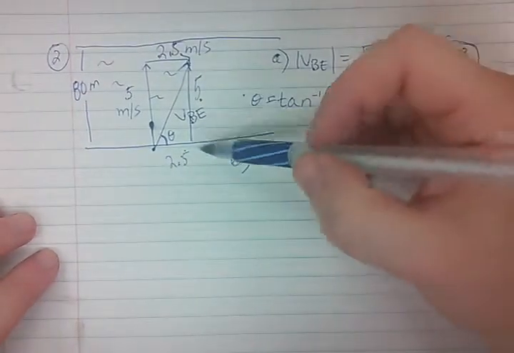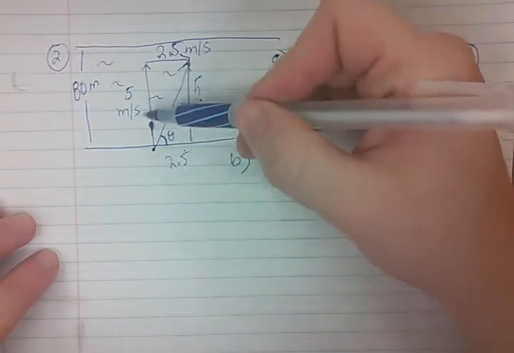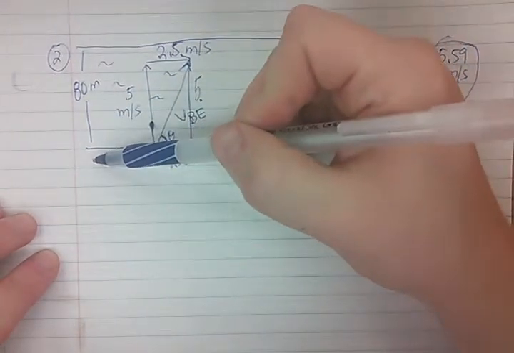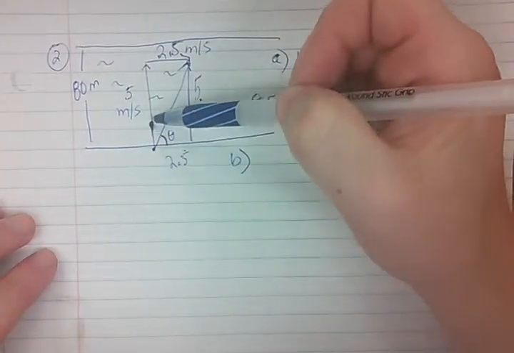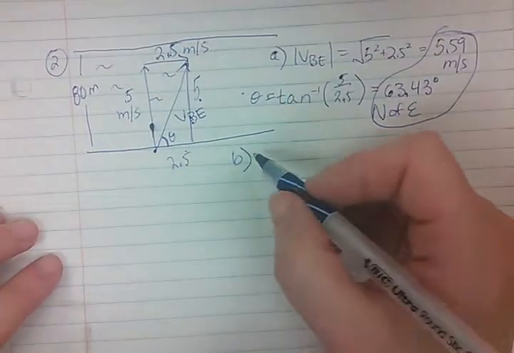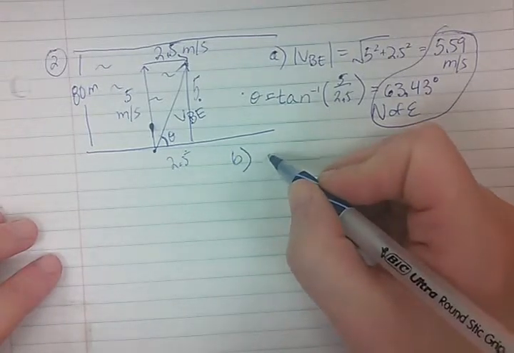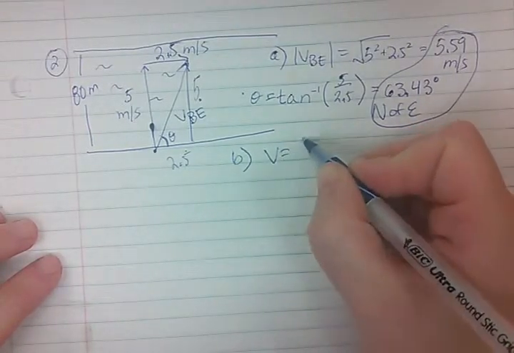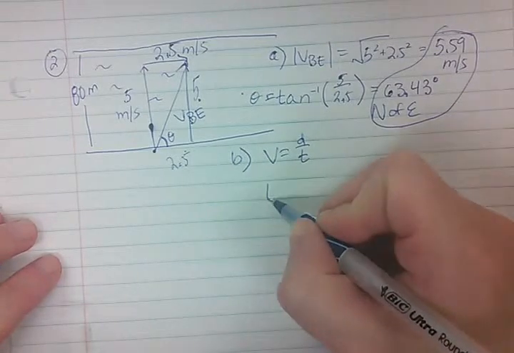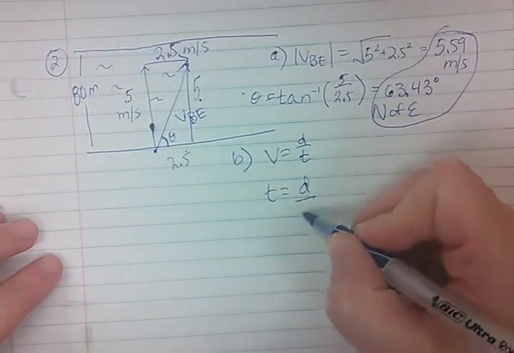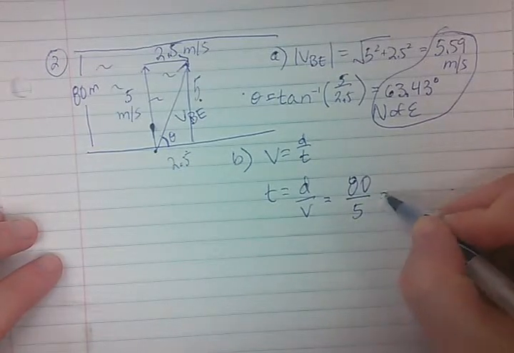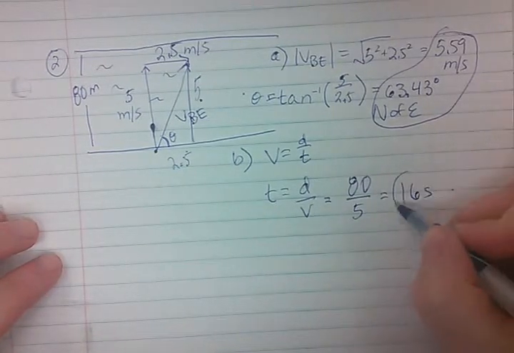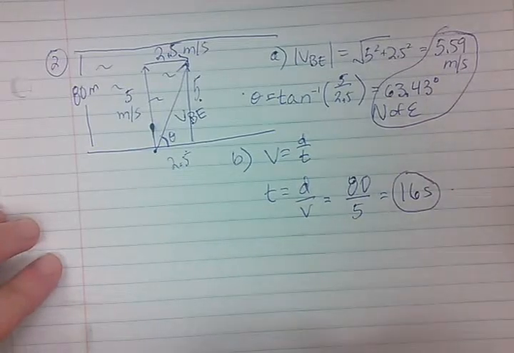And we know this time it's the y component that we know. So we know that it wants to go in the y direction 80 meters, and the y component of its velocity is 5. We can just use our 9th grade equation for speed, rearrange it to solve for time. The distance is 80. The speed is 5. Again, we get 16 seconds.